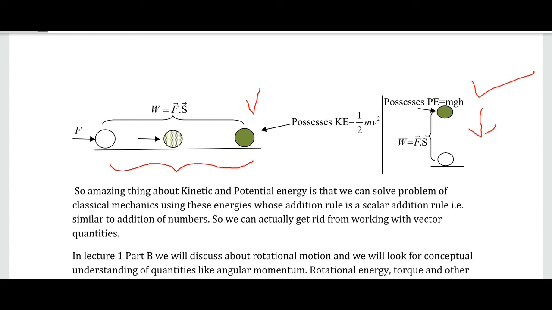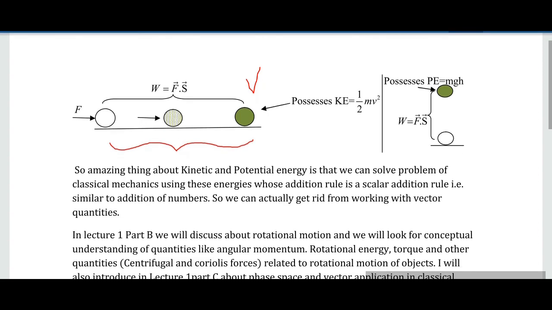Another example of potential energy is when you pull an arrow in the bow, the potential energy is stored, and the moment you leave it, the entire potential energy gets converted into kinetic energy. So I hope you understood what I am trying to say in this portion. So this is work done.